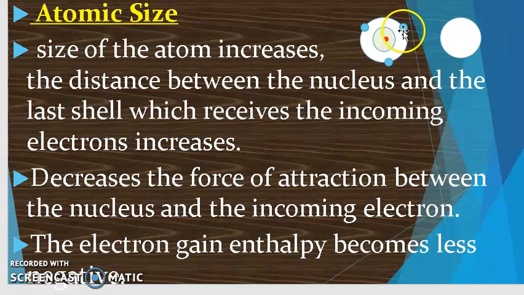Okay, the distance is more, but the electron increases, but here the distance is more, so the force of attraction is less. Correct. So what happened is the attraction between the nucleus and the incoming electron decreases. Because the force of attraction decreases, the electron gain enthalpy is less negative. Okay, here I have to explain the thing.